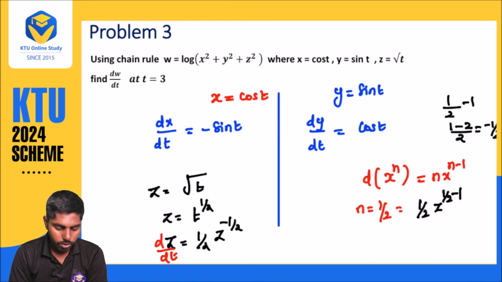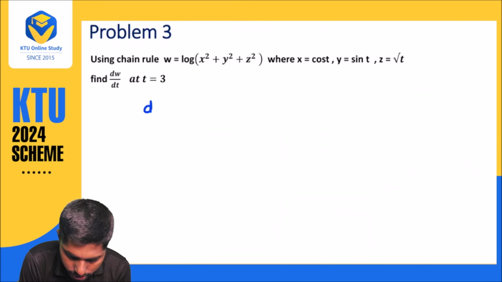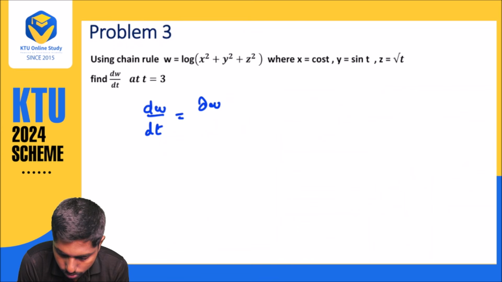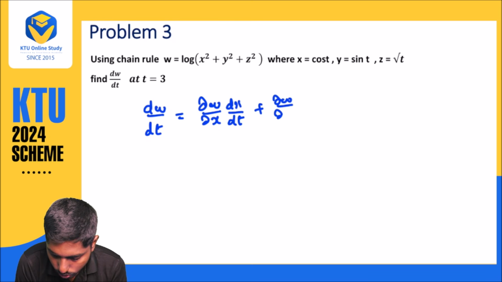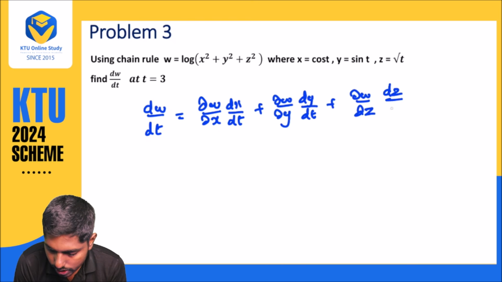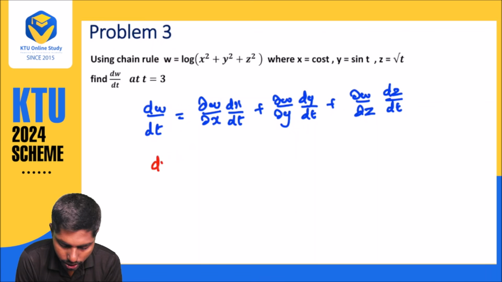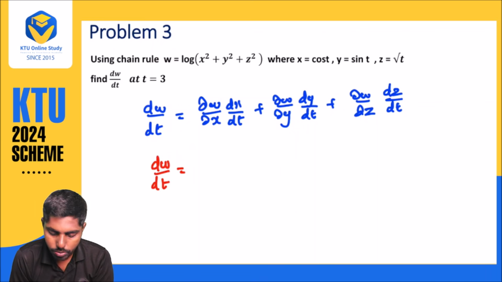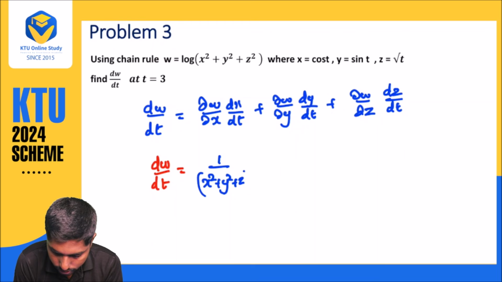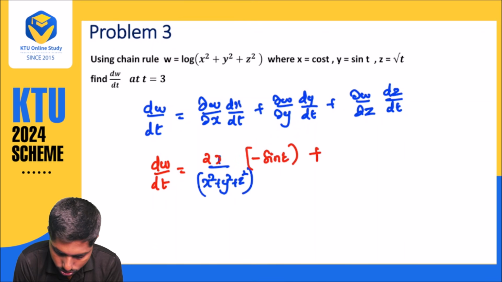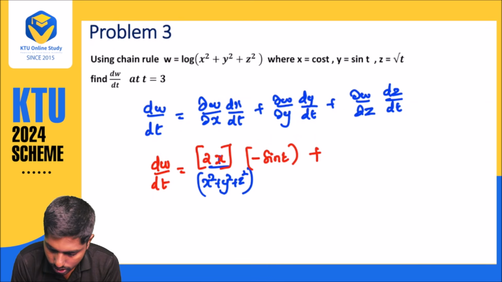So now substituting in the formula. What is the formula? We already know the formula: dw by dt is nothing but dou w by dou x into dx by dt plus dou w by dou y into dy by dt plus dou w by dou z into dz by dt. So just substitute the values. What is dou w by dou x? That is 1 divided by x square plus y square plus z square into 2x, into dx by dt, which is minus sin t.